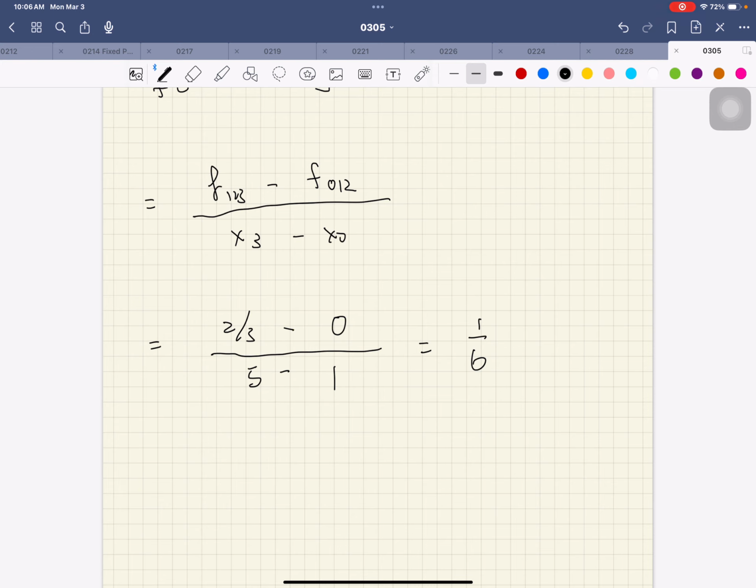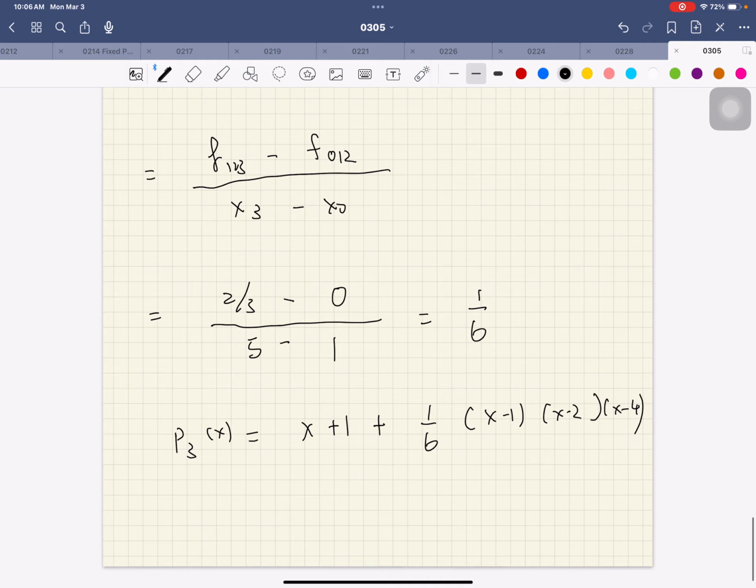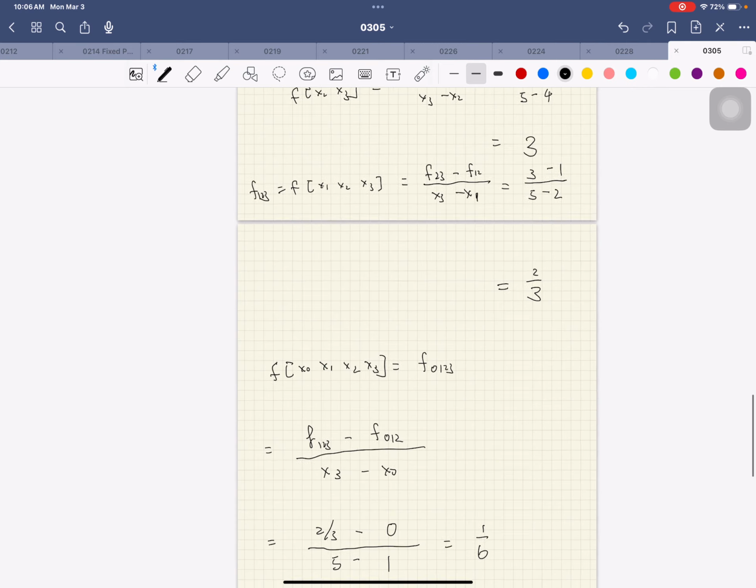Okay, so once we have this, we can just try to write down our new polynomial. So this time we have p3 of x. This essentially is equal to p2 of x, which we can just copy, and then plus the new term, which is 1 over 6, times (x minus 1)(x minus 2)(x minus 4). Okay, so we are done with this example.